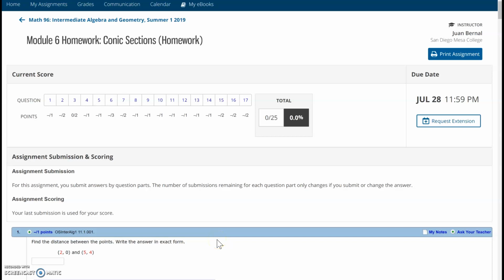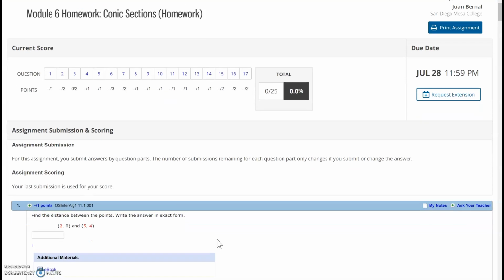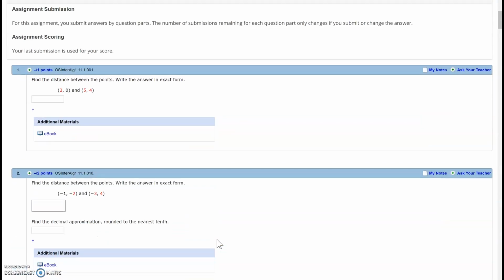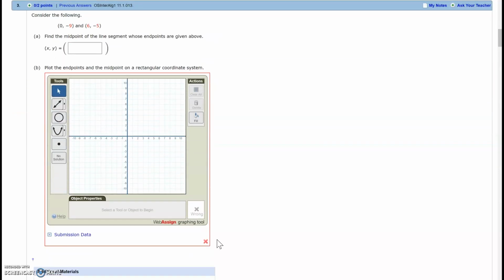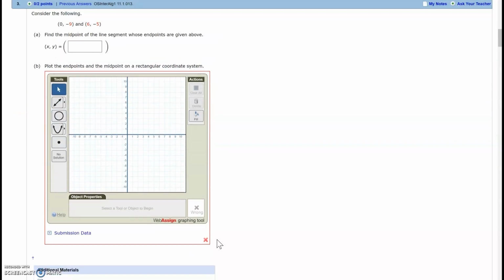Hi guys, so in this video I'm going to show you how to use the graphing tool to graph a couple of the midpoints and the conics. So some of you guys have been having trouble doing this. So let's just start off with this one.